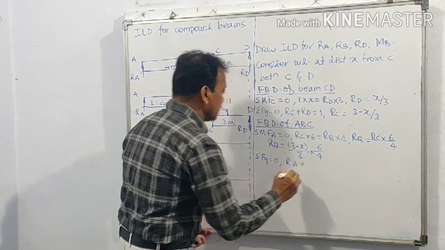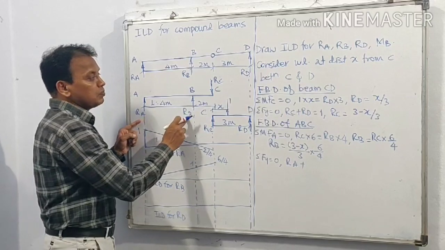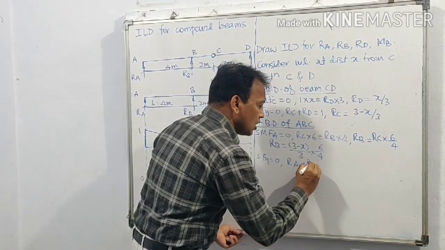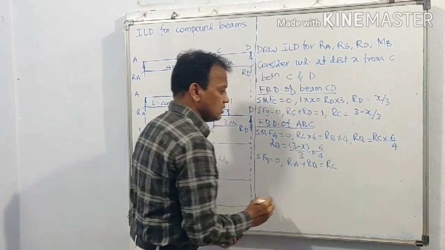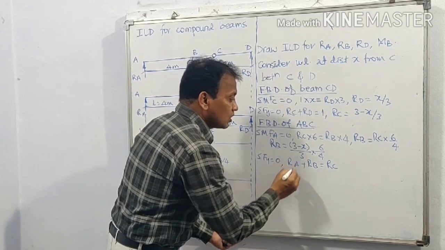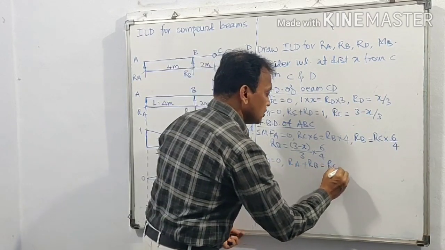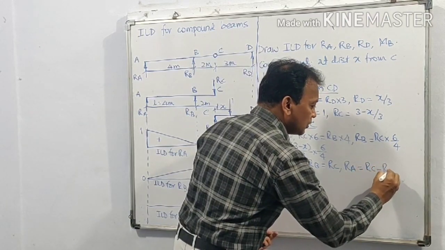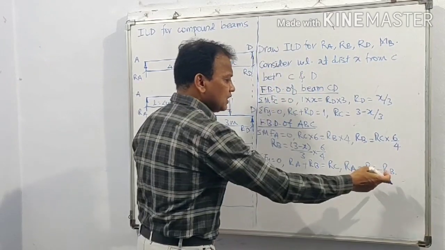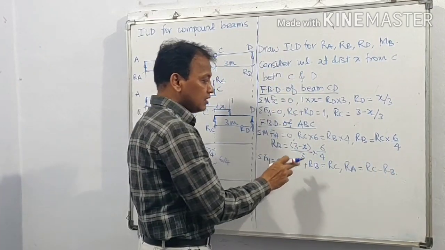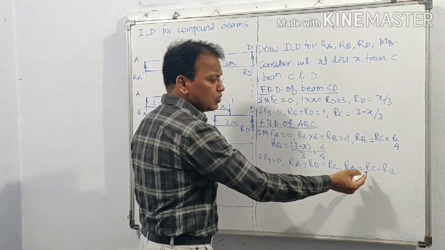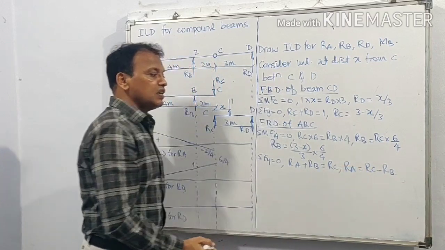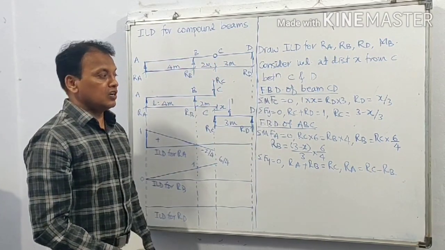And summation of y is equal to 0. Therefore, look at the sketch, RA plus RB is equal to RC. And we have calculated RB. Therefore RA is equal to RC minus RB. Now instead of putting this value here and making it complicated, because we are already calculating RC and RB, directly putting the values of RC and RB, we will get the reaction at A.